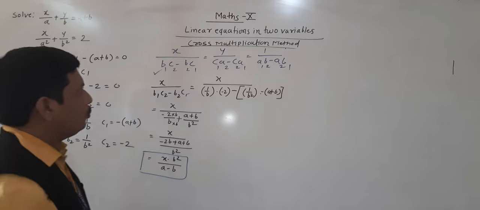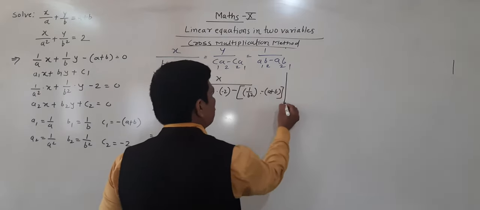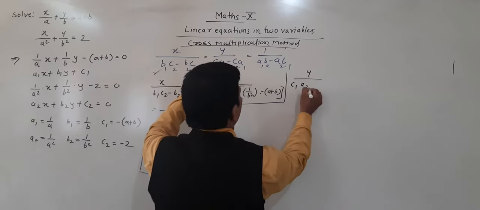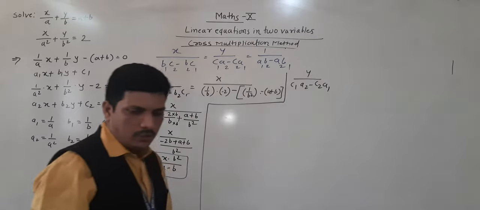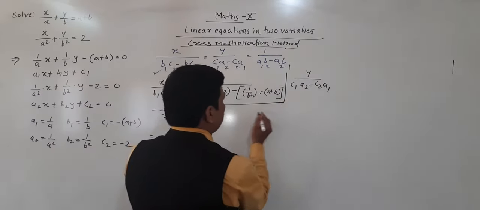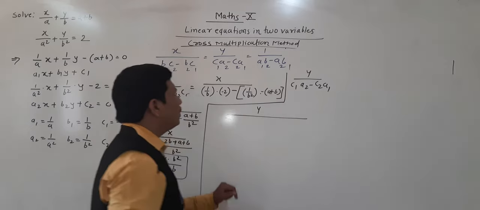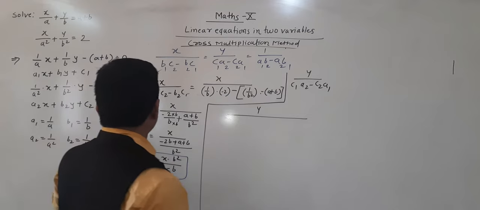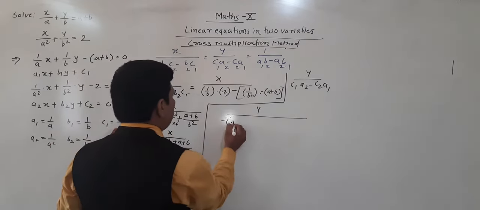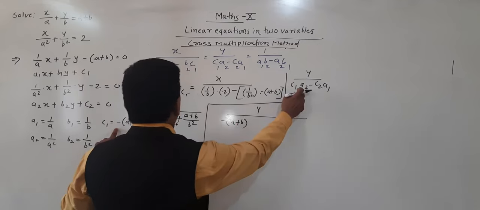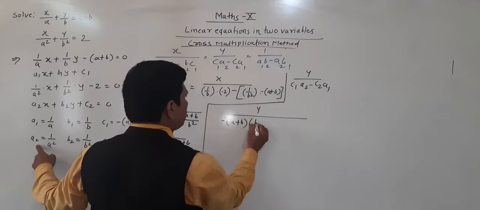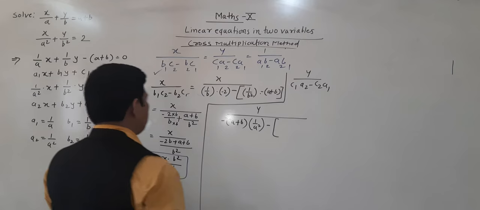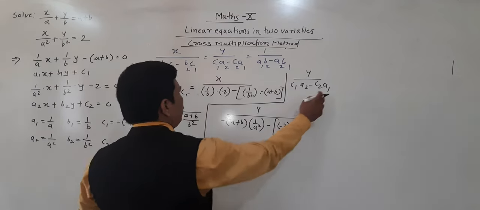Now we are going to find the second one. We will solve the second one here. What is the second one? y upon c1a2 minus c2a1. We will put in the values. So I am taking y upon c1. What is c1? c1 is minus (a plus b) into a2. What is a2? a2 is 1 upon a square, minus c2. What is c2? c2 is minus 2 into a1.